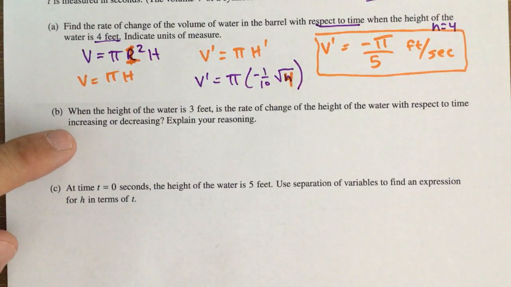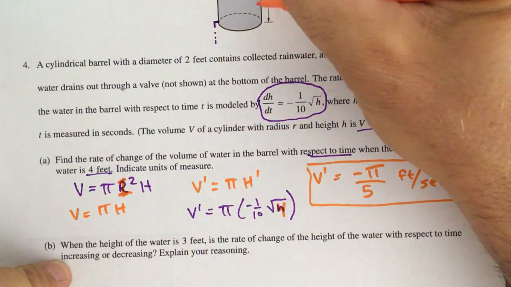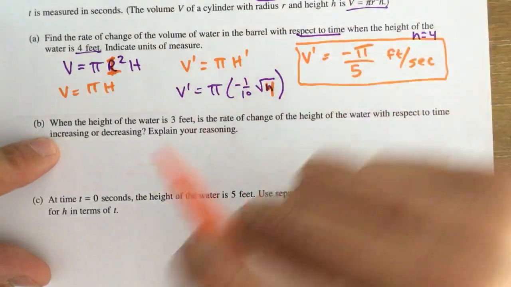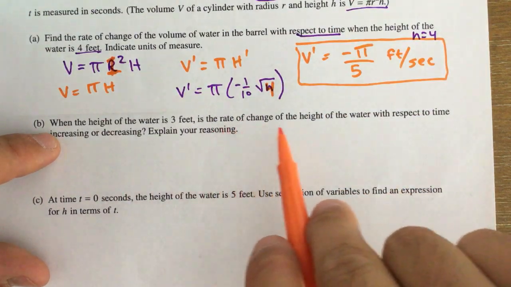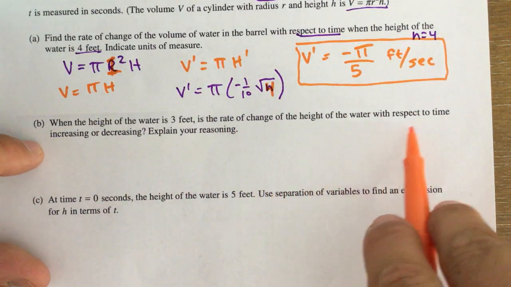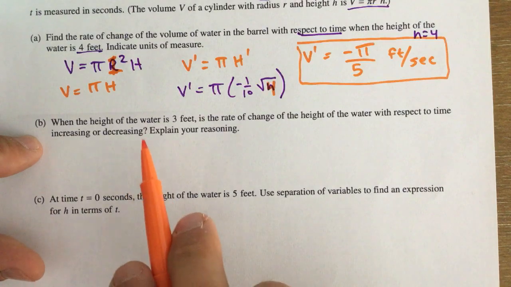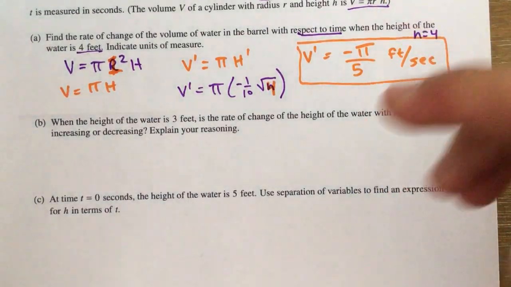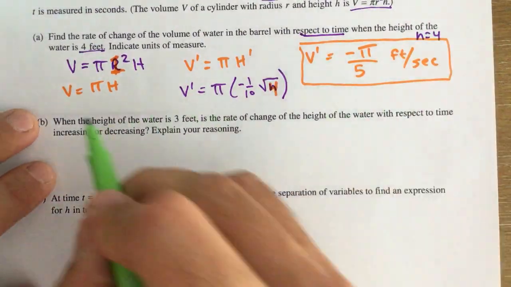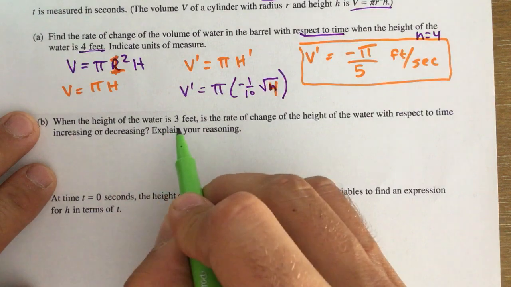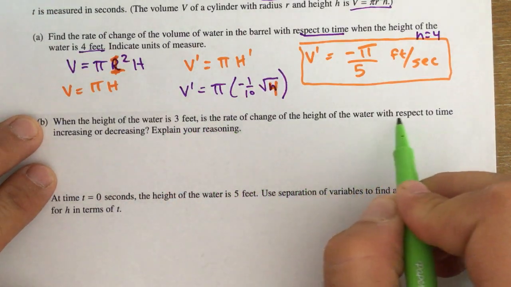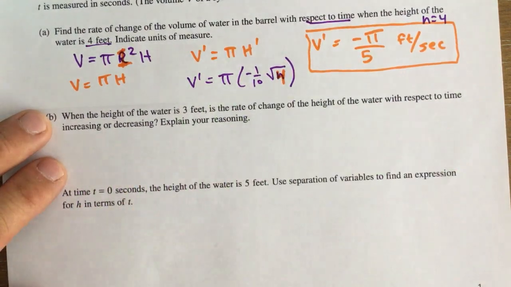When the height of the water is 3 feet, so when it's maybe around here, or maybe this is 3 feet, is the rate of change of the height of the water with respect to time increasing or decreasing? Explain your reasoning. So this is the part that I always slow down on. These problems make me a little nervous when they're not asking about speed, they're asking about when the height of the water is 3 feet.